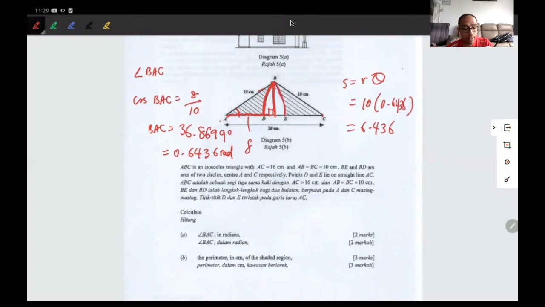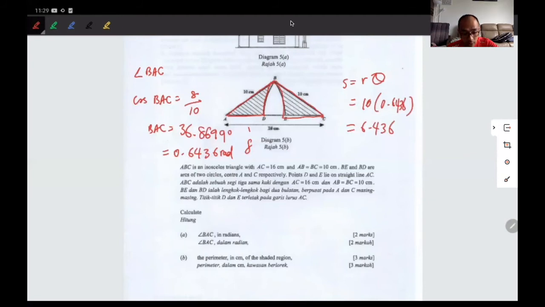Right? If I want to know its perimeter, I want this plus this plus this plus this plus this plus this. So how do I get rid of this DE? How do I remove this DE? So, you know, it's annoying lah.